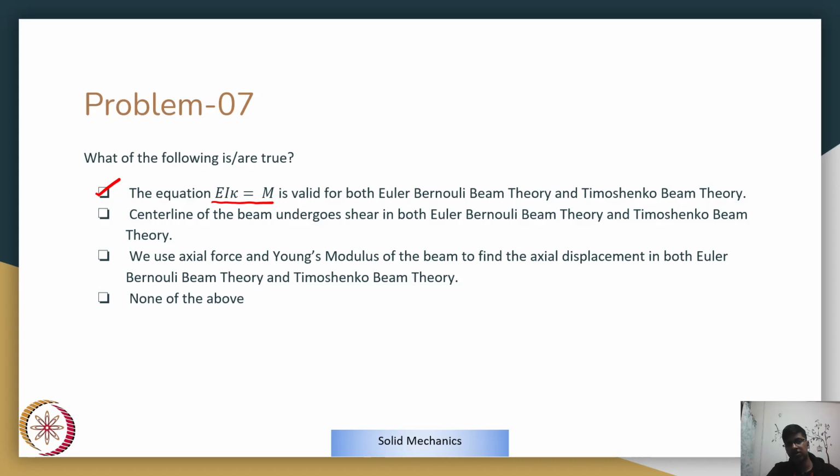The second statement is: the center line of the beam undergoes shear in both Euler-Bernoulli beam theory and Timoshenko beam theory.